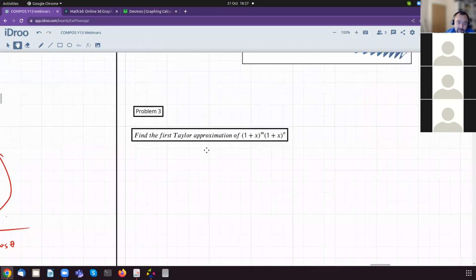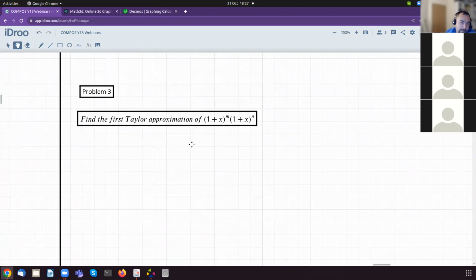Find the first Taylor approximation of this function. Oh, sorry. And of course, this has to be y. So this is a 2D Taylor approximation. Have you done Taylor series? 1 or 0 in the chat, please. 1 for yes, 0 for no. Taylor series, about half and half. Okay.